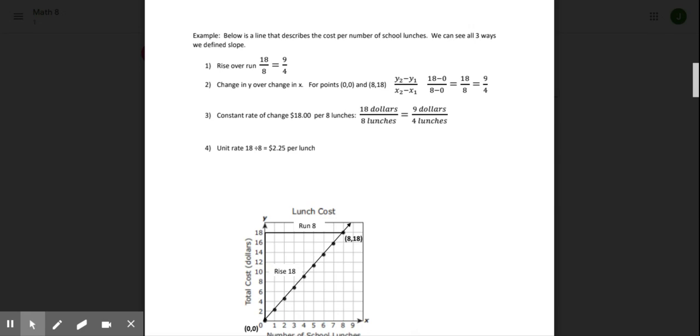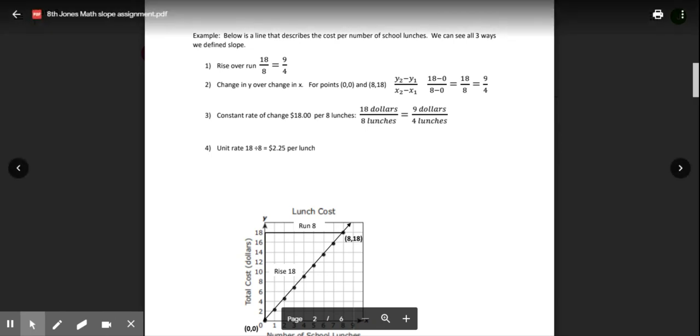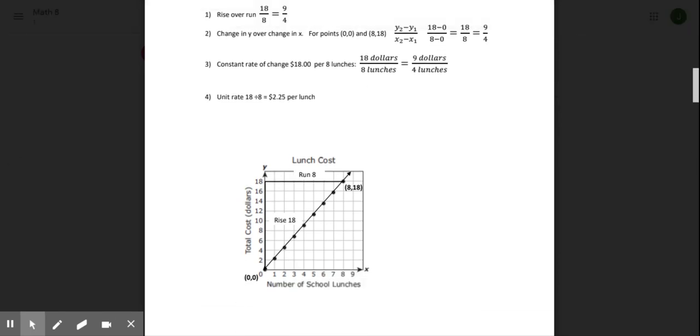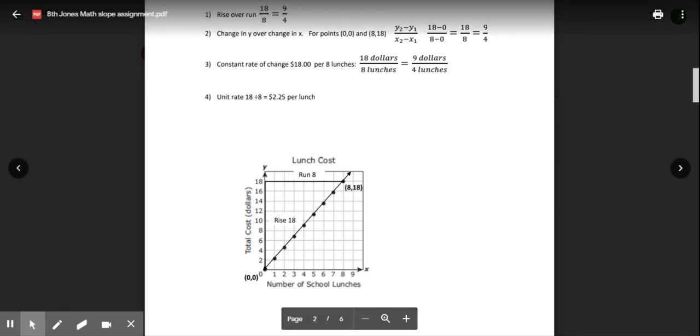The other thing is the change in y over the change in x, where we find the 2 points. I have a 0, 0, and I have 8, 18 over here. The reason I'm using those 2 points is because if you look, these other points don't exactly cross right at the crosshairs. This one does, and 0, 0 does. So those are the two I'm using.